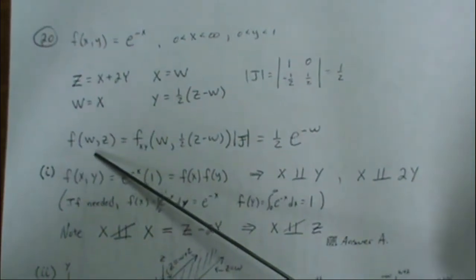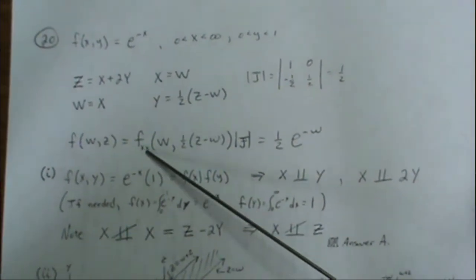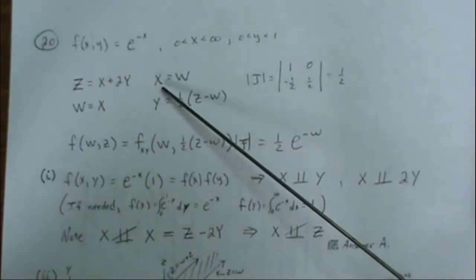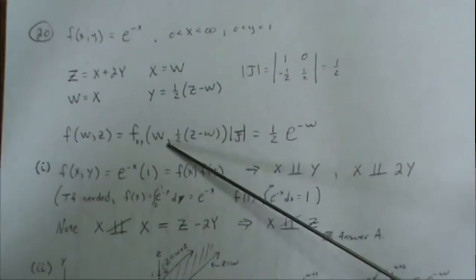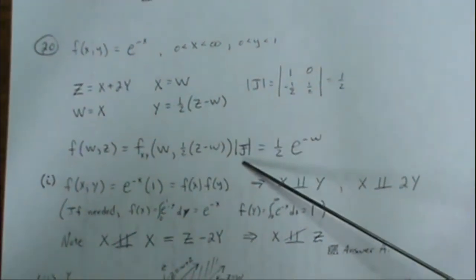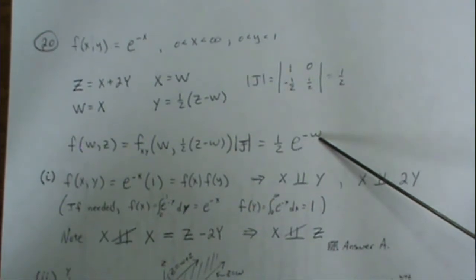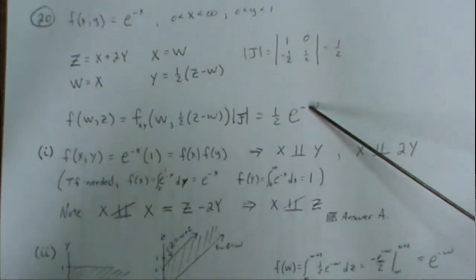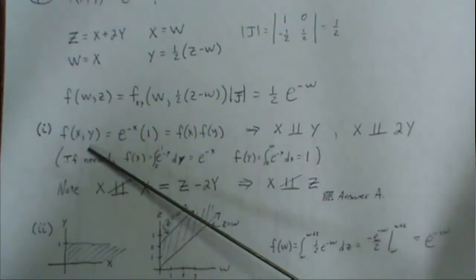So the joint density for f of w,z is f of x,y with the x and y values plugged into the joint density times the absolute value of the Jacobian, and we get 1/2 e to the minus w. So now the first possible solution is this.